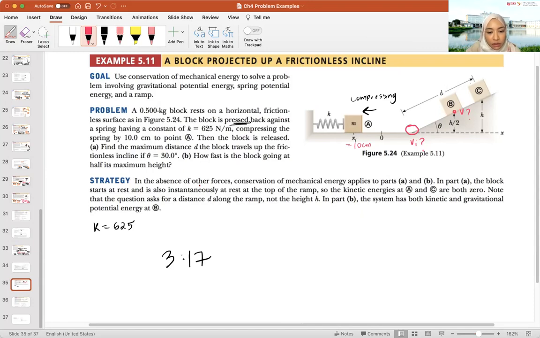In the absence of other forces, conservation of mechanical energy applies to part A and part B. So we are assuming both incline and also the horizontal surface is frictionless. So in part A, the block starts at rest. Kita tahu bila kita start spring je, kita start dengan US. KE tak ada. Okay, so that is our approach lah so far kan.